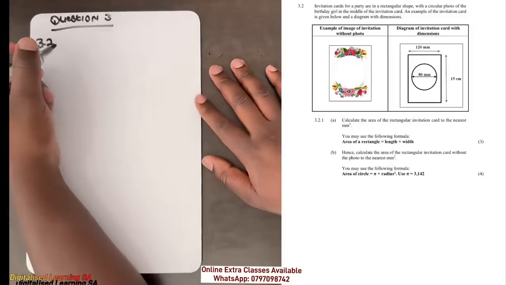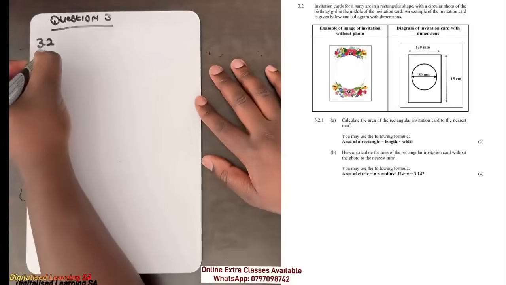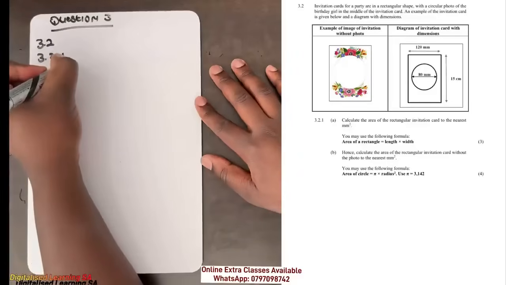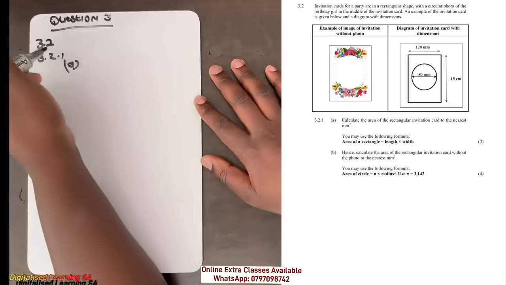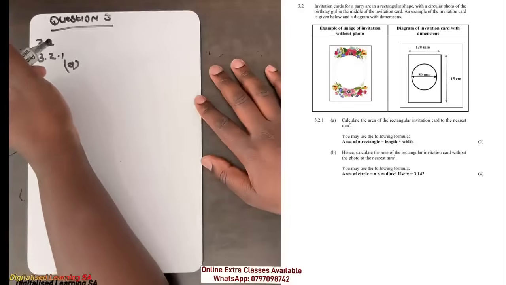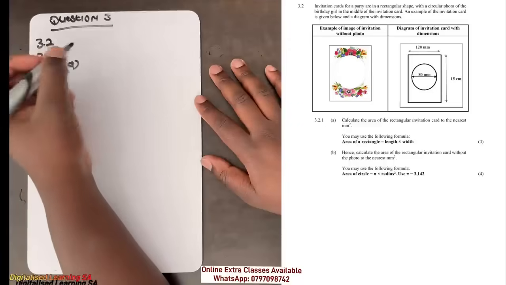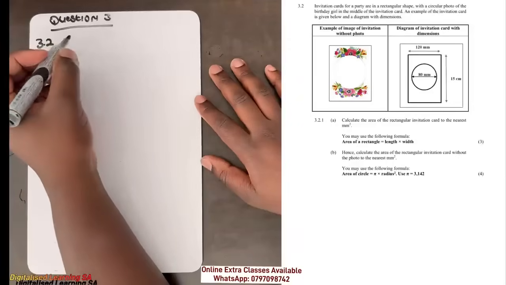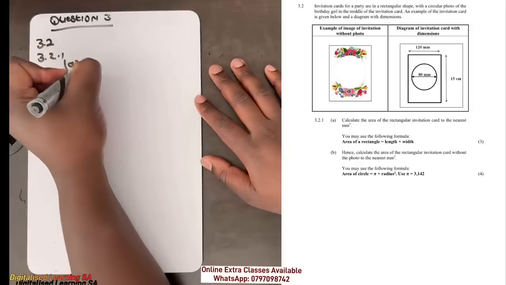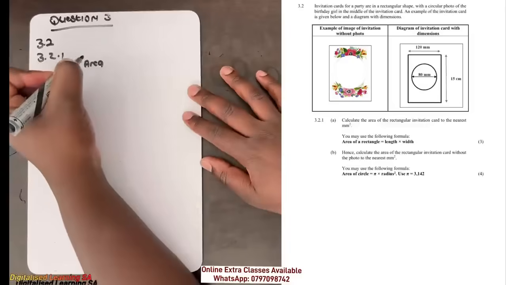So in this case, we are going to start with question 3.2.1, and the first question is A. We are told to calculate the area of the rectangular invitation card to the nearest mm squared. Okay, so our area will be, so we are even given the formula.